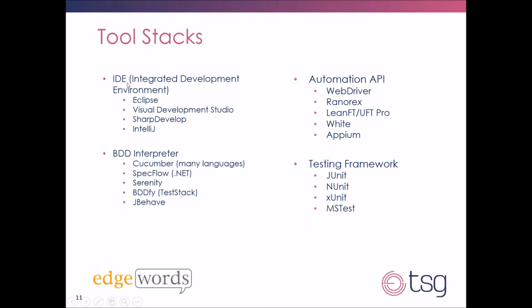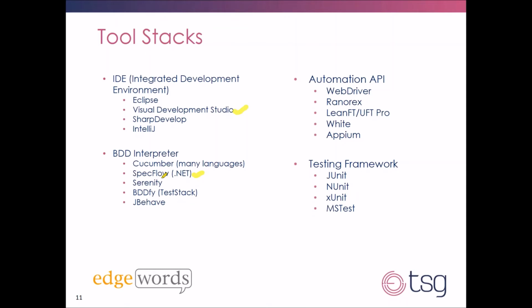So we need an IDE, some kind of development environment, and we might be using Eclipse, Visual Studio, SharpDevelop, IntelliJ. So in the example I'm going to use Microsoft Visual Studio in this case. Then our BDD interpreter, one of the most common, or the first, was Cucumber. I'm going to be using SpecFlow, and SpecFlow is actually just a .NET version of Cucumber, and it's available open source. Or you might be using Serenity, you might be using JBehave.